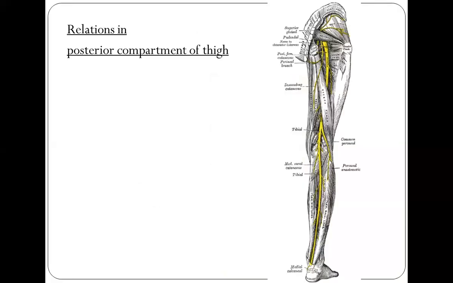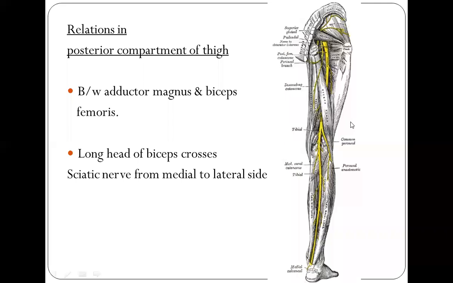Now we look at relations in the posterior compartment of the thigh. In the thigh, the sciatic nerve travels in between the large adductor magnus muscle and the long head of biceps femoris. And you can see that this long head of biceps femoris crosses the sciatic nerve from medial to lateral side.